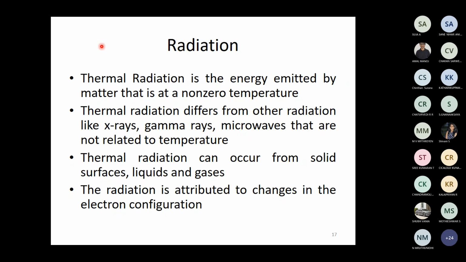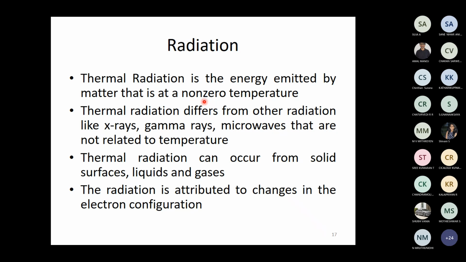Before that, we'll go into some theory about radiation. Thermal radiation is the energy emitted by matter that is at a non-zero temperature. So any matter, any substance, or any entity that is at a temperature above 0 Kelvin. When I say non-zero, I'm not talking about 0 Celsius, I'm talking about 0 Kelvin. Anything above 0 Kelvin will emit radiation. At about 1 Kelvin, it will emit less radiation. At about 100 Kelvin, it will emit more radiation. At 1000 Kelvin, much more radiation. So the higher the temperature, the higher the radiation. But nonetheless, if it is just above 0, it will definitely emit thermal radiation.